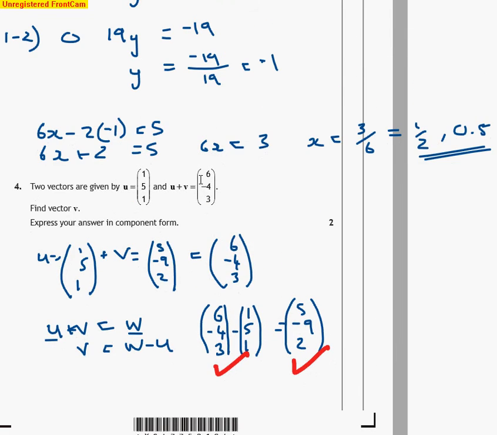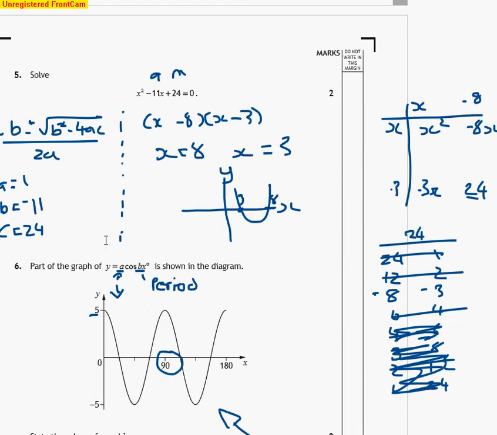Vectors, the vector question was dead simple. It was just this vector here, take away u, which gave us v. Okay, so usually if you add vectors, you add the top line, the middle line, just normal adding. If you're taking away, it's the same. And if you're multiplying, if there was a 2 in front of that, you multiply them by 2 or whatever. Okay. So we did a little bit of vectors.